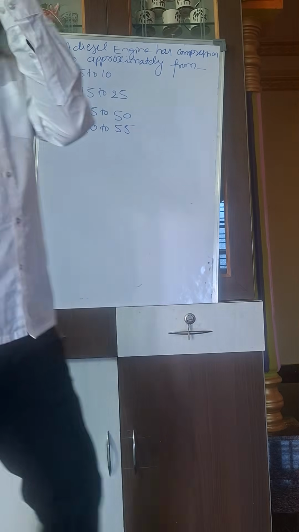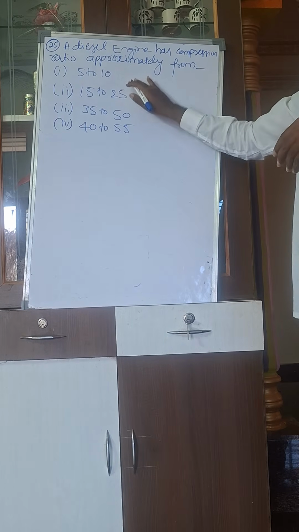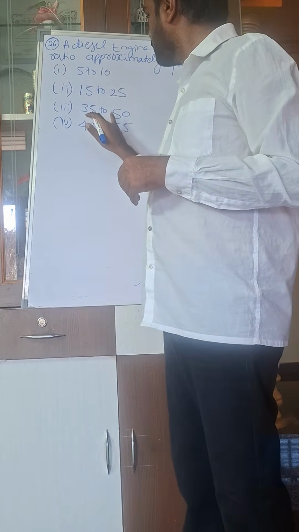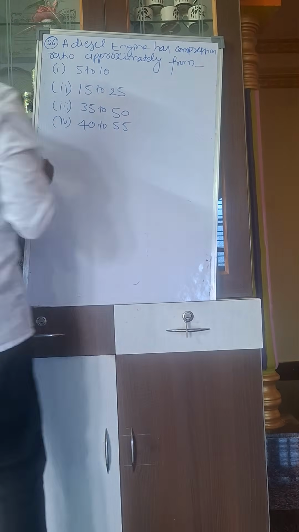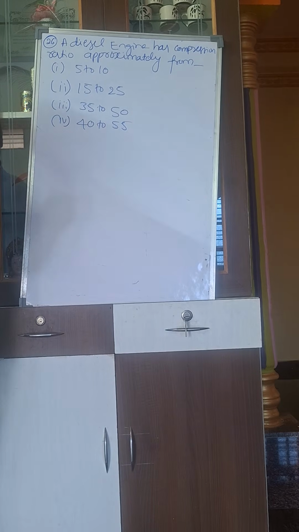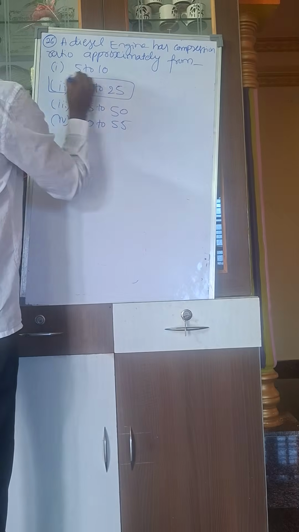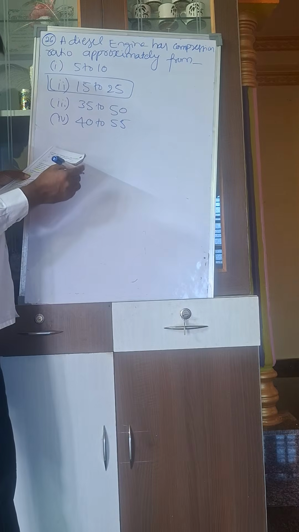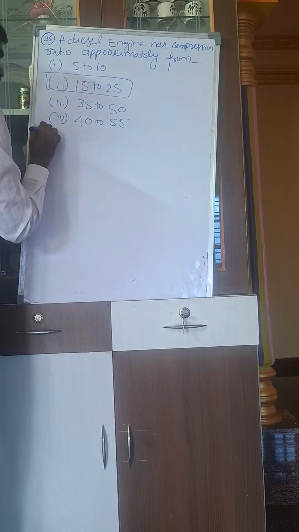See here, the diesel engine has a compression ratio of approximately 15 to 25. The compression ratio of the diesel engine is approximately in the range of 15 to 25. Next, 27th question.